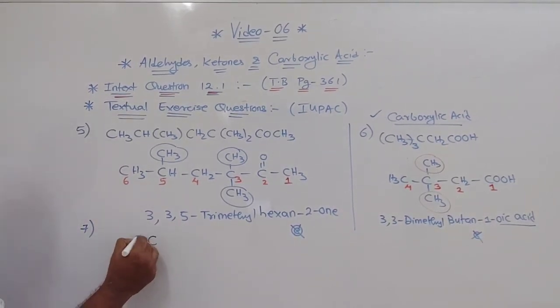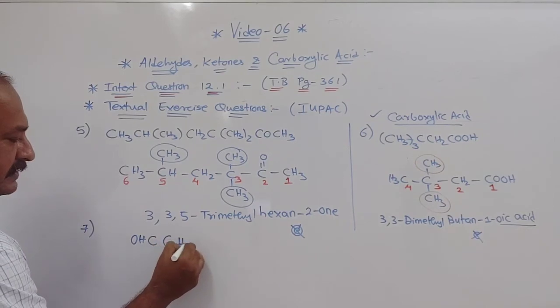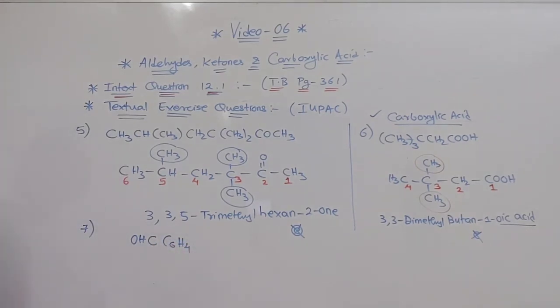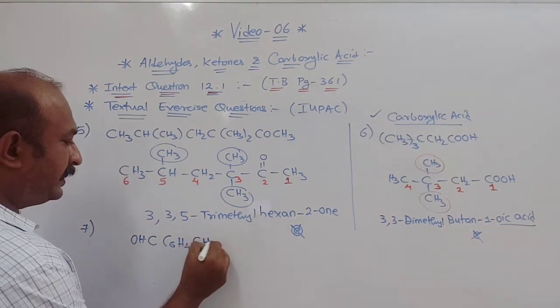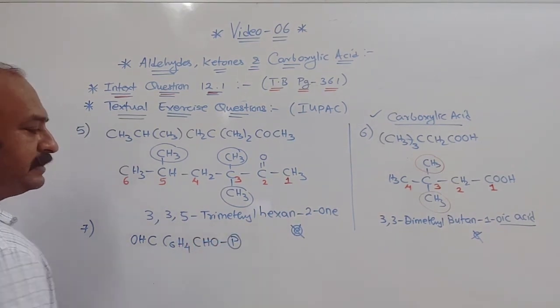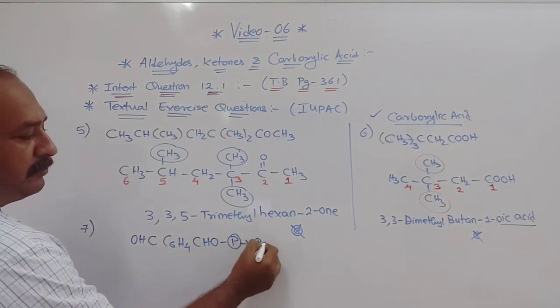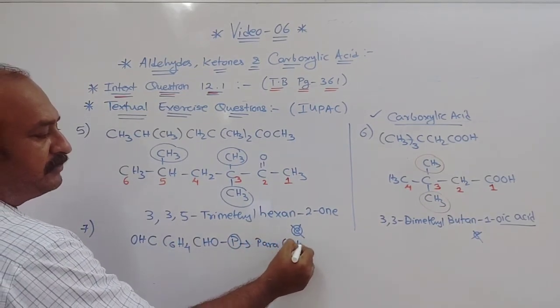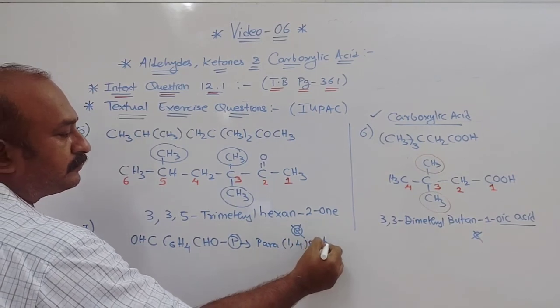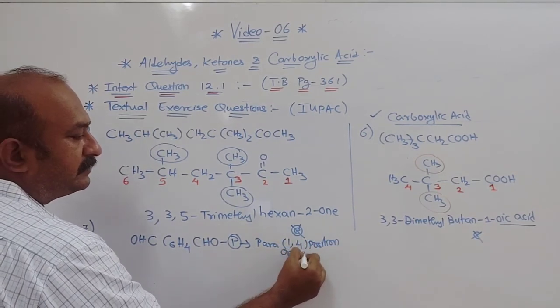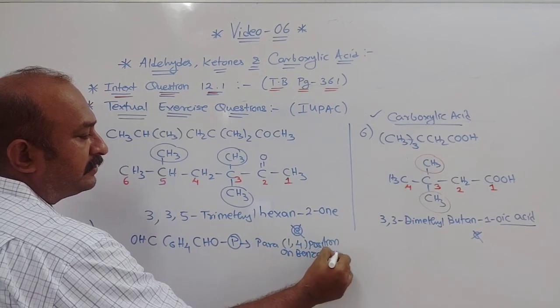CHO, like this it is. CHO. Then C6H4. Now C6H4, 6 means benzene ring will be there, or cyclohexane, what is it? But in this case, C6H4 is for benzene ring. Then another is CHO again, and then a letter is written P. Now this P letter is for para. Para means which position? First and 4th position on benzene ring.